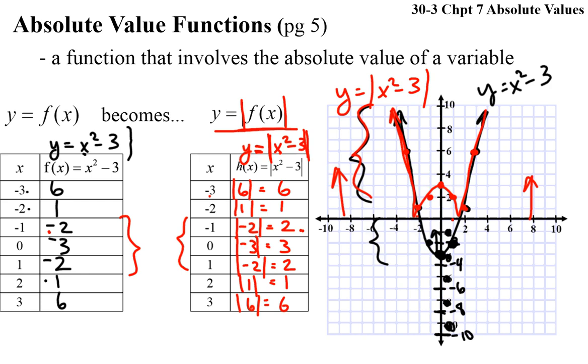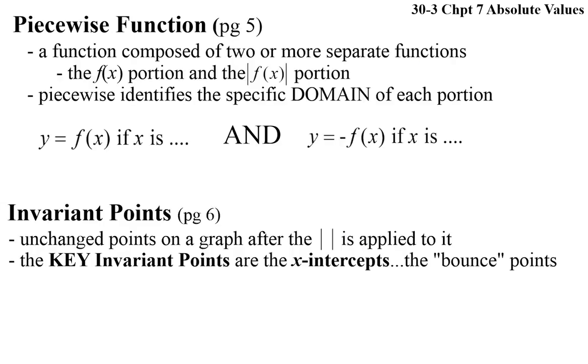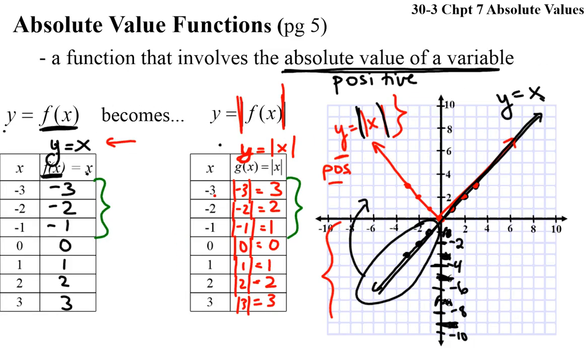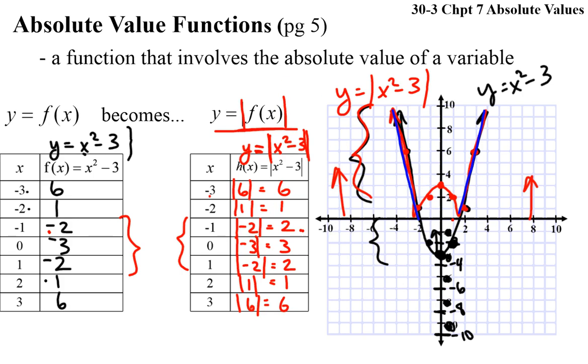Part of the graph, in both of these situations, stayed the same. If we take a look at the previous one, part of the graph stayed the same. But when the graph went negative, down below, we had to reflect so that it actually became positive. That's what an absolute does to a graph.